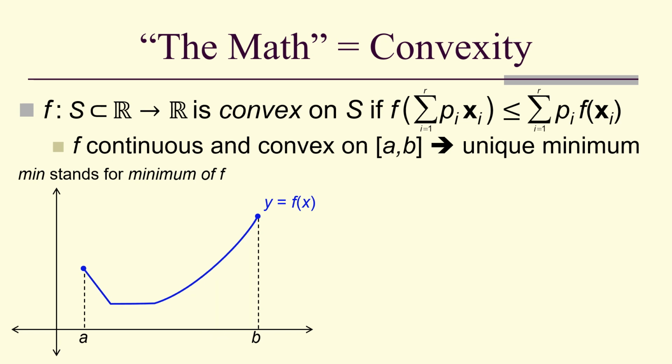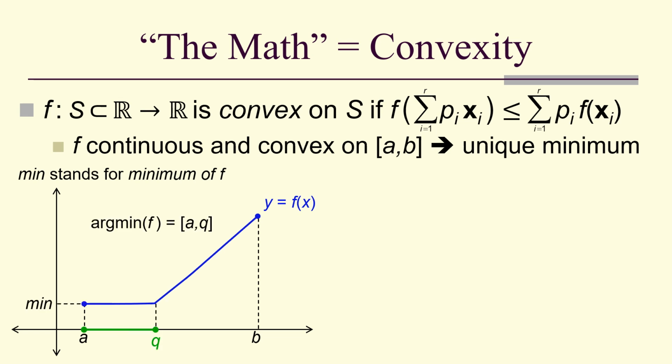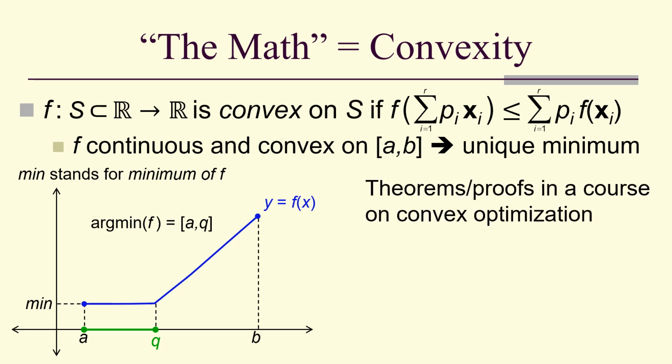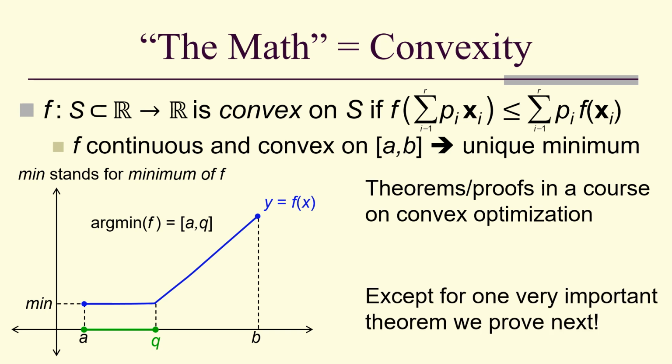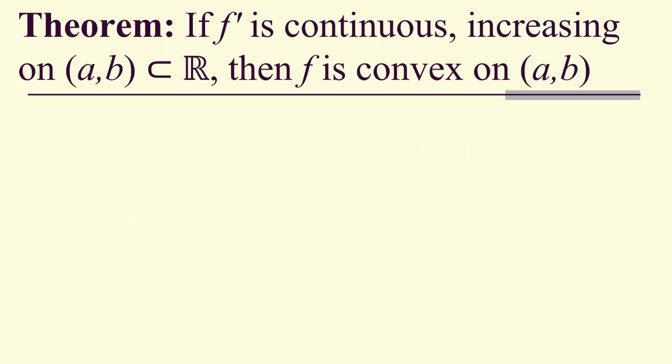So here's another example of a minimum, but in this case the argmin is an entire interval. And here the argmin is also an entire interval. So there are theorems and proofs which you could learn in a course on convex optimization. We're not going to look at them here except for one very important theorem we look at next.